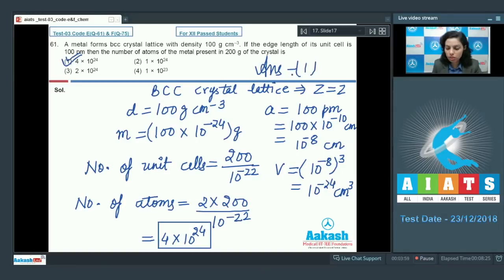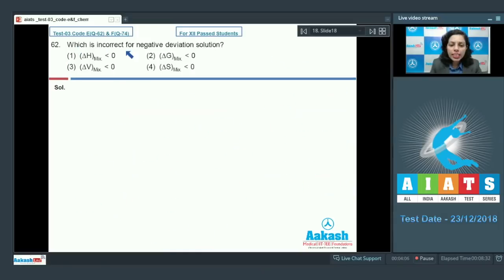Now after this, it's a turn for question number 62. Which is incorrect for negative deviation solution? Let's check the given options. Delta H for mixing is less than 0. Yes, it's true for the negative deviation solution. Then delta G is negative. Then delta G of mixing is also less than 0. It is also true. The delta V of mixing is also less than 0.